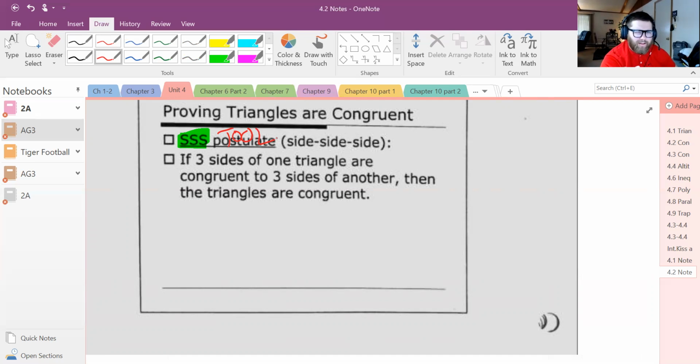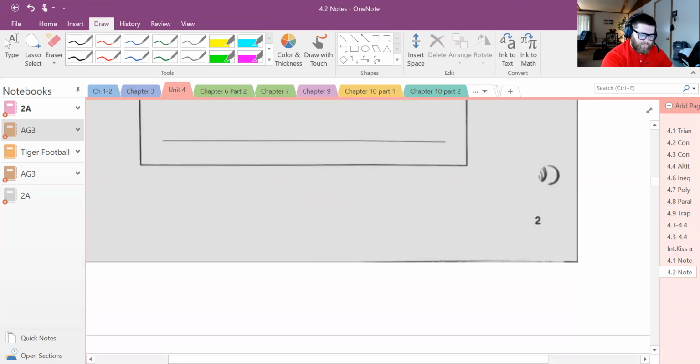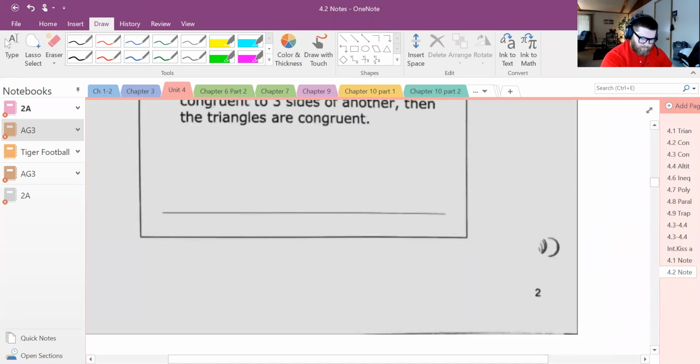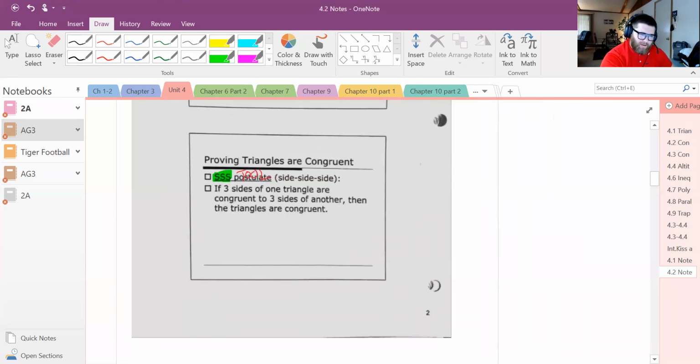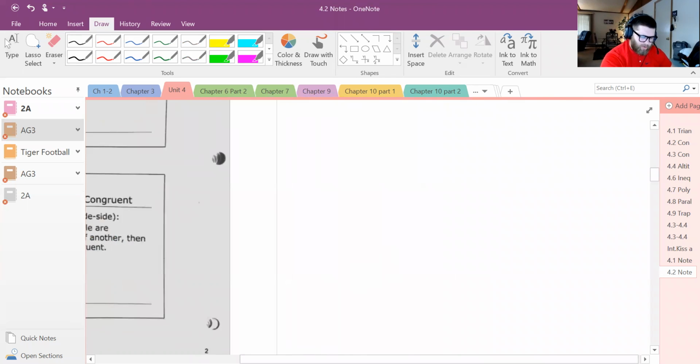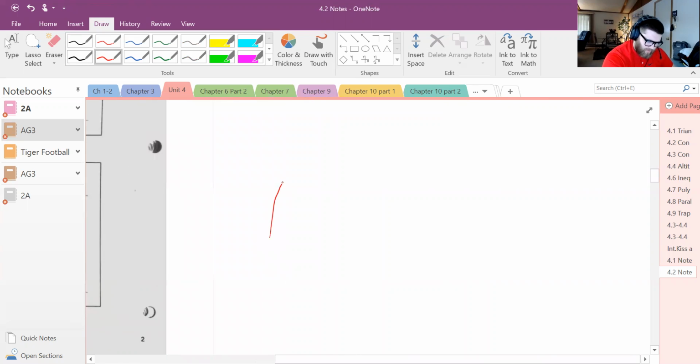But does that make sense? If 3 sides are congruent, well, the opposite angles to the sides also have to be congruent. But if we only show 3 things instead of 6 things, now it's a lot easier. Okay, here's what it means. I want a picture here. I guess I can draw one. Okay, what if we have this?